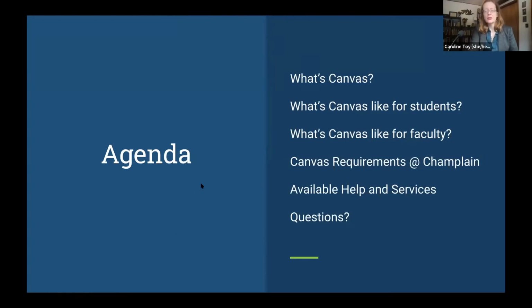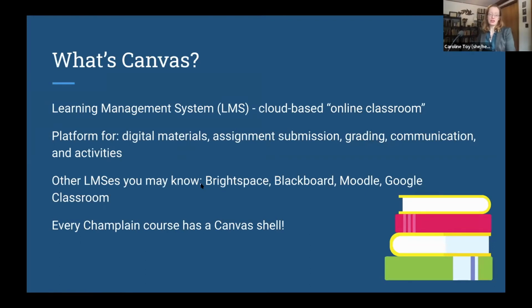Okay, so to start out, what is Canvas? Canvas is a learning management system, or an LMS. And this is a category of things that are cloud-based and are sometimes called an online classroom. So you may be more familiar with something like Brightspace, Blackboard, Moodle, Google Classroom. There are a number of different brands that exist out there. And if you have children in school, you may have seen them. If you have yourself been in school recently, you may also be familiar with one of those.